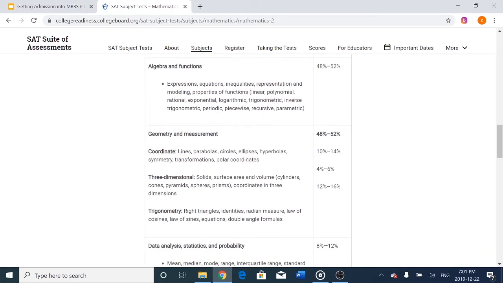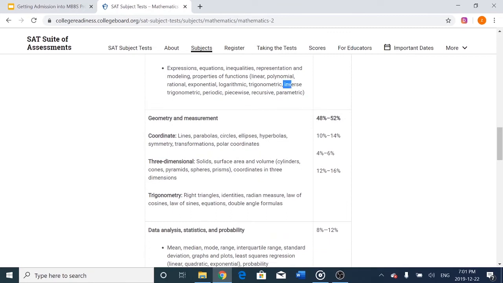What I notice is they always bring up inverse trigonometric functions. The trigonometry in this test is definitely harder. So it's really good to know your sine, cosine, cotangent, and really understand those concepts in depth. Not just in terms of equations and identities, but also in terms of graphing them. It's also important to know that. Let's go down to geometry and measurement. For this, you're going to have to know your lines, parabolas, circles, ellipses, hyperbolas, symmetry, transformations, polar coordinates.